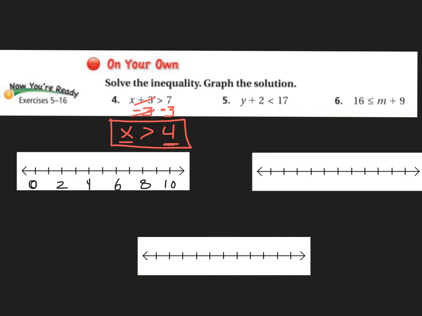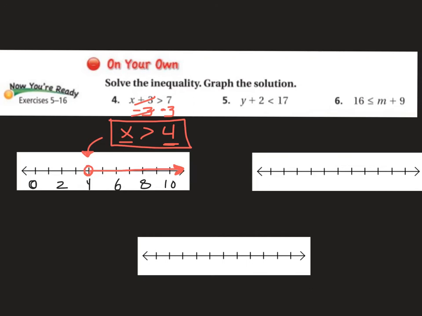We're looking at x is greater than 4. So I have my number line laid out here. And we're going to put a circle around our 4 because we're not including 4. It's only greater than, not greater than or equal to. But it's greater than, so we're going to make sure that we select all these numbers here. That's how you graph the solution to this inequality. x is greater than 4.